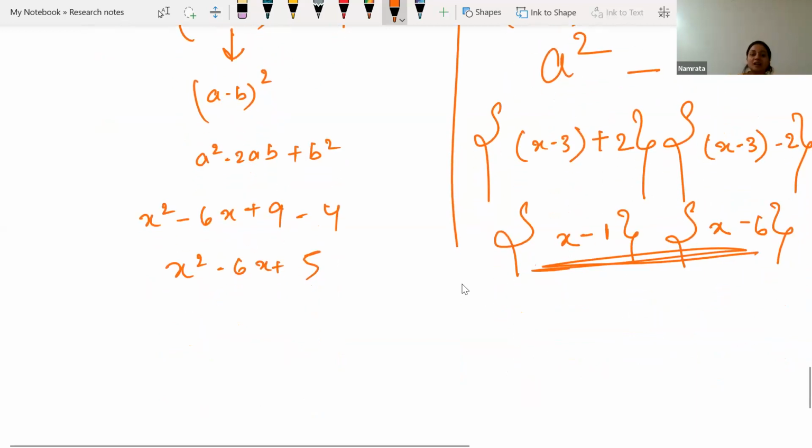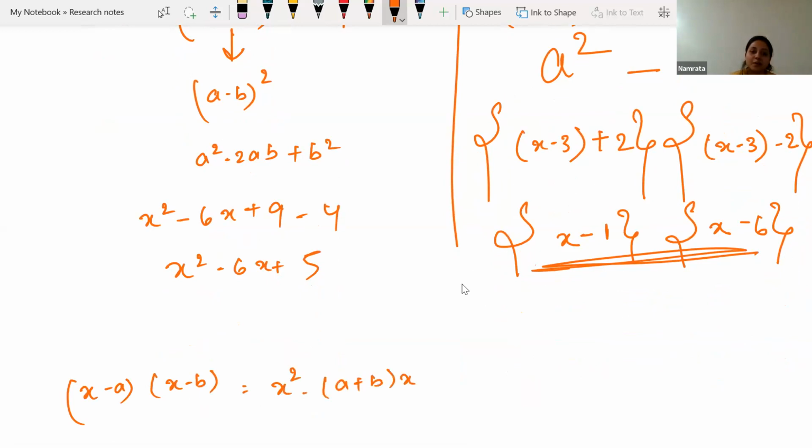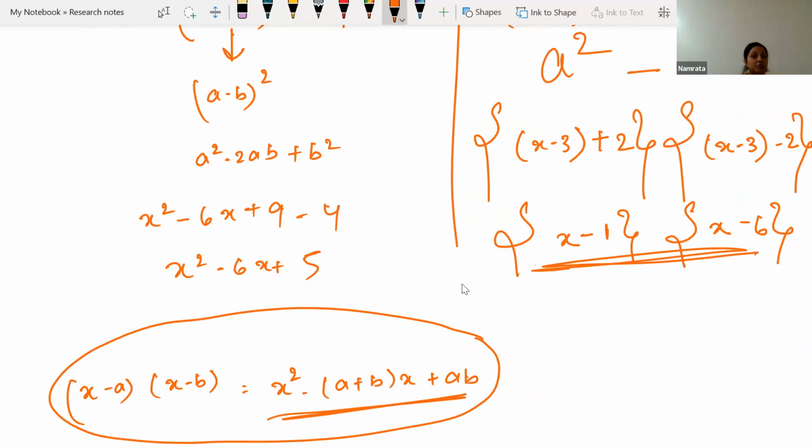Here also you can apply the identity. There was one identity which says that (x minus a)(x minus b) is x square minus (a plus b)x plus a into b, just like the quadratic formula. This formula was there in the previous class, but at that time you were not aware of the quadratic formula and finding the roots. Now you will be able to connect this idea and write x square minus (a plus b)x.